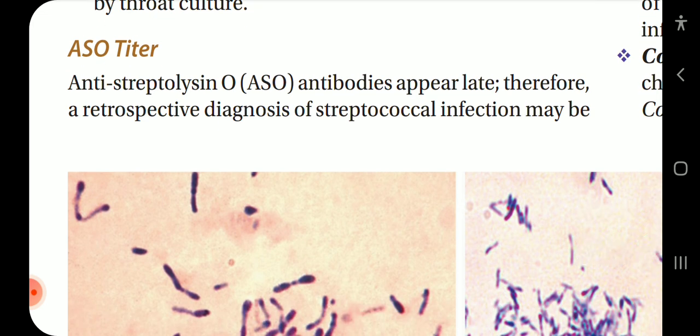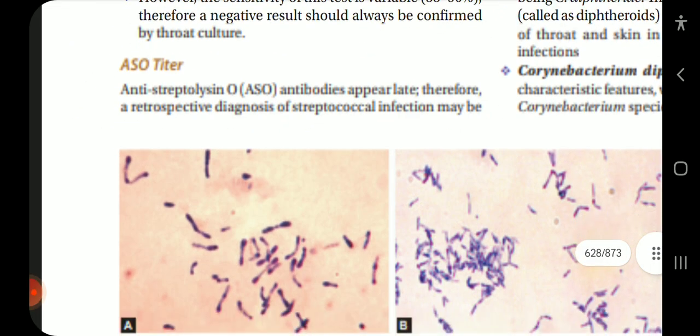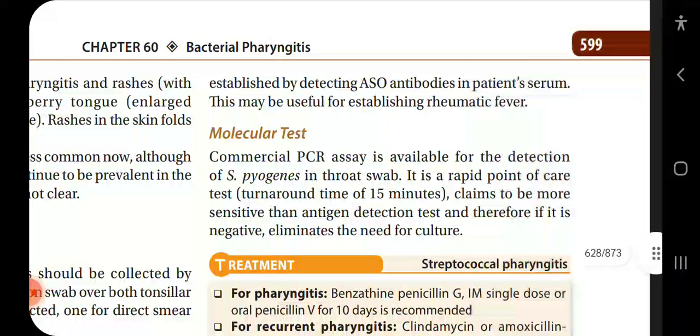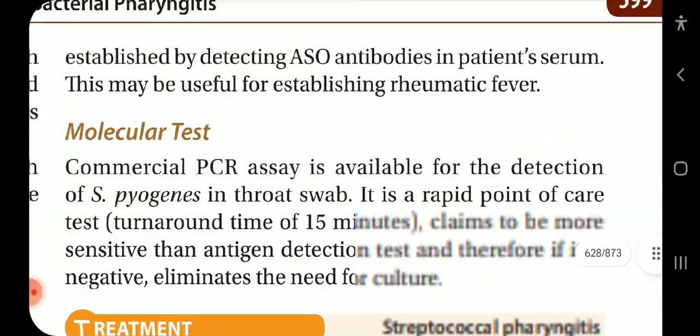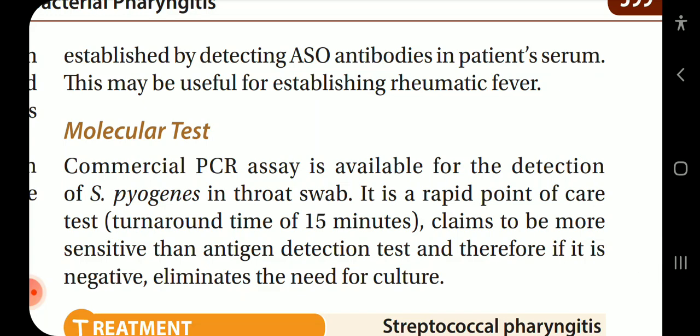ASO titer. Anti-streptolysin O, ASO, antibodies appear late. Therefore, a retrospective diagnosis of streptococcal infection may be established by detecting ASO antibodies in patient serum. This may be useful for establishing rheumatic fever.